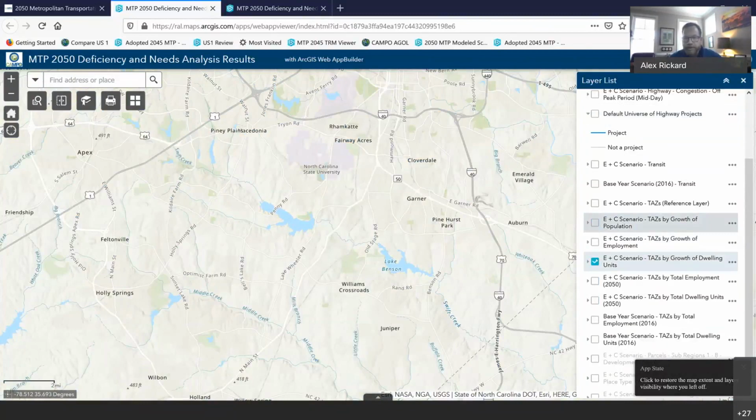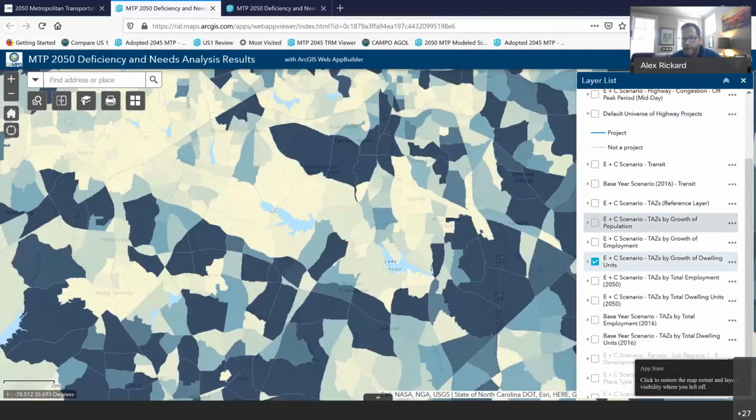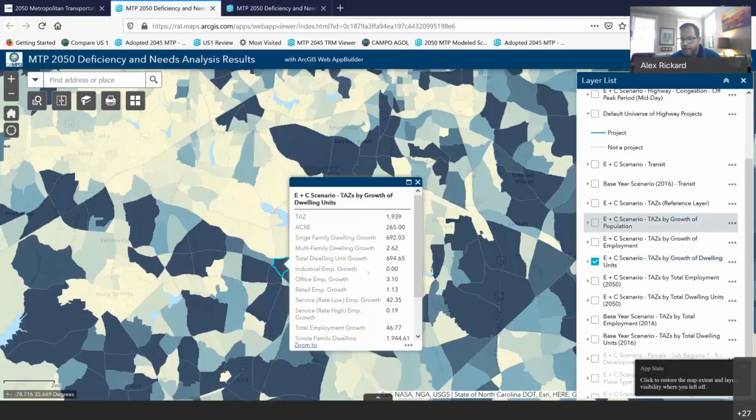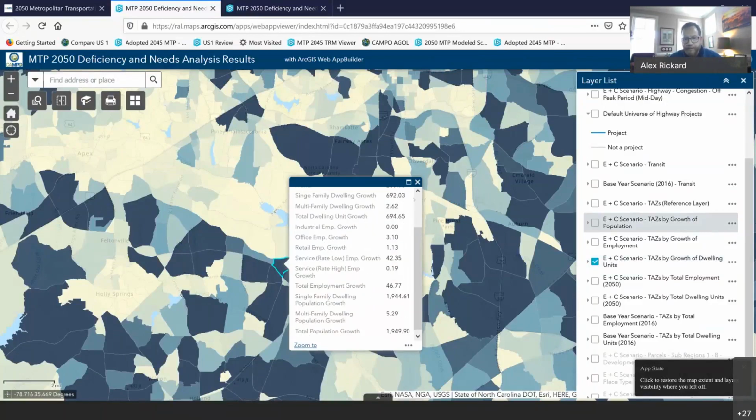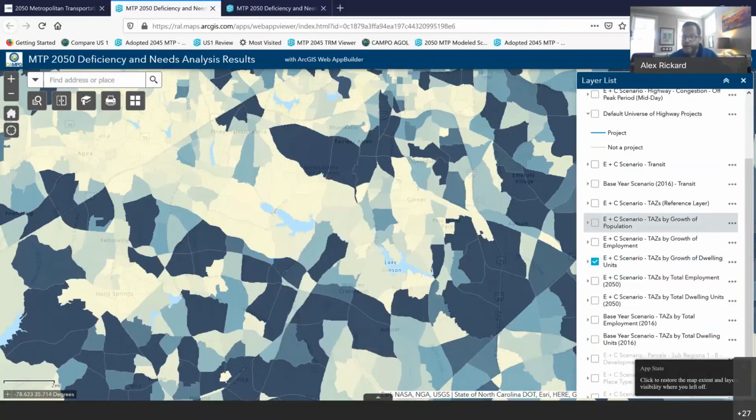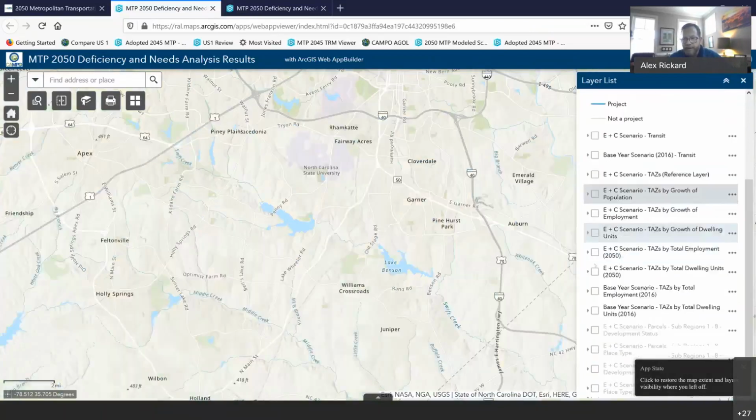Dwelling units is also shown by growth, so you can pull that layer up. Of course, you can click on the different TAZs and see how many units of both residential and employment are assigned to each of those TAZs. Those numbers will change depending on the different scenarios that we evaluate. As we build more transit and more roadway improvements, the growth will shuffle across the area. But for the deficiency analysis, this gives you a good idea of what would be expected without significant changes.